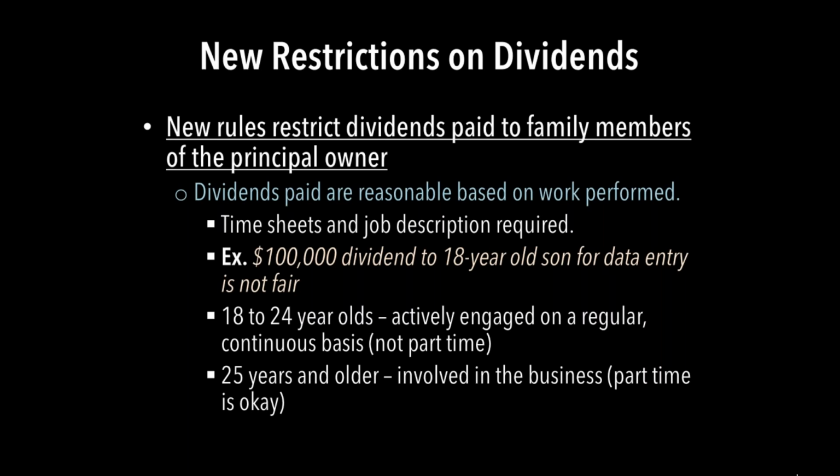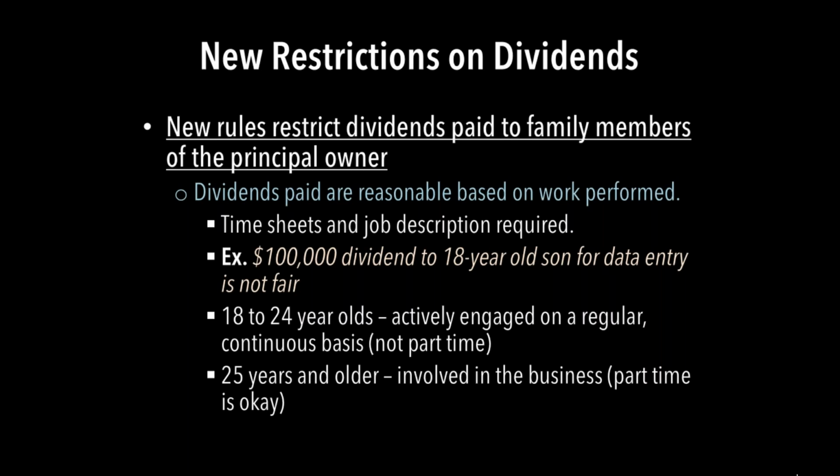Let's look at an example. Let's assume that you are a principal business owner and you direct your corporation to pay an annual dividend of $100,000 to your 18-year-old son or daughter for data entry work. Clearly, that is not reasonable. So under the new rules, a dividend payment of such a magnitude to a family member for clerical work would be restricted.